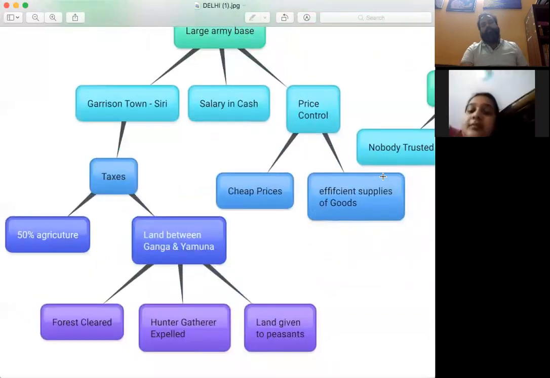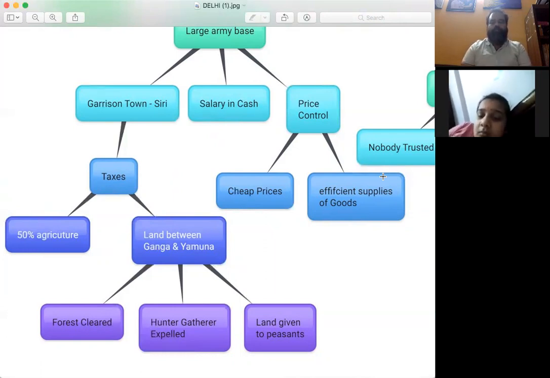To run these garrison towns and to have such a large army base, we need to have money. And how do kings get money? They levy taxes. Tax in those times used to be 50% of all the agricultural produce. Whatever farmers produce, all the crops, grains, whatever is produced by agriculture, 50% of that will be a flat tax.